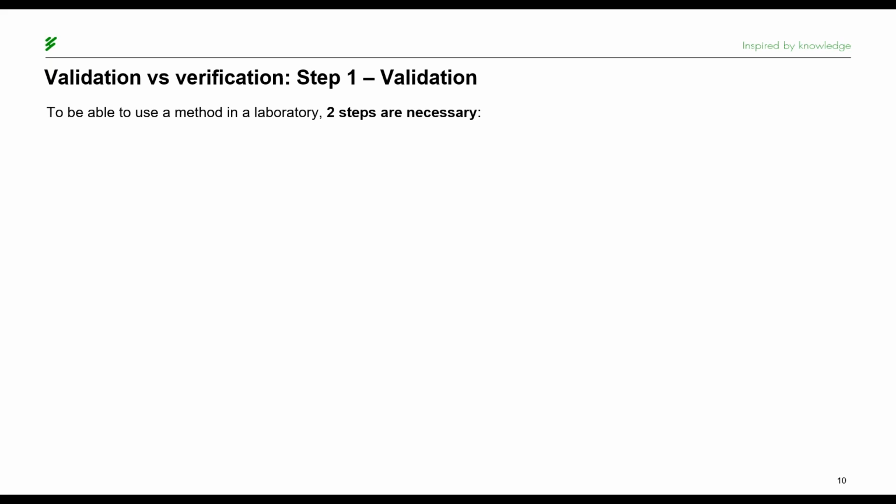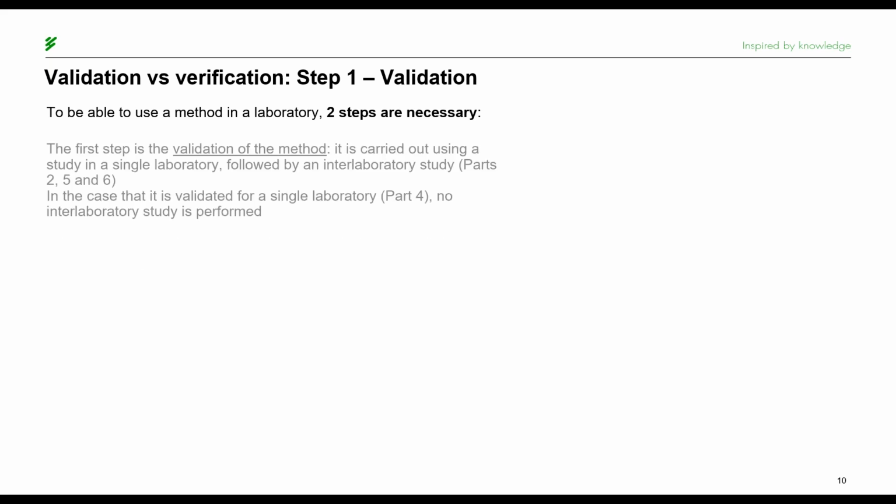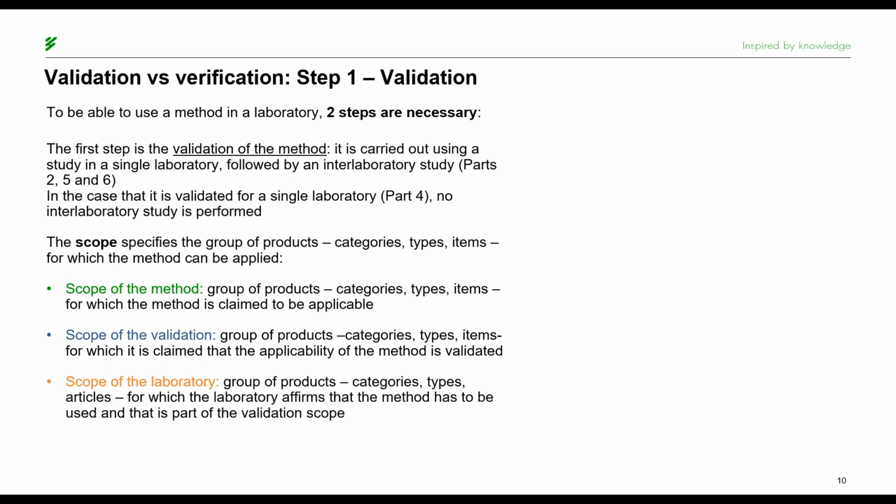So now, what would be required to be able to use a method in a laboratory? It is necessary to carry out two steps. The first is the validation, as you will surely have imagined after the previous example. Validation starts first with a study in a single laboratory, followed by an interlaboratory study, which is performed by many laboratories on identical samples at the same time. And it is there where we find the scope of the method that specifies the group of products to which said method can be applied.